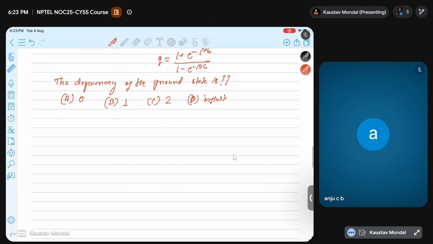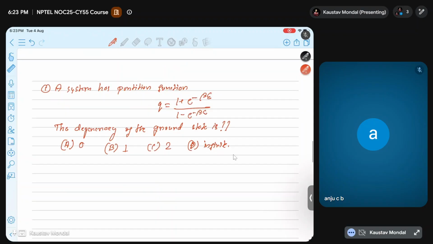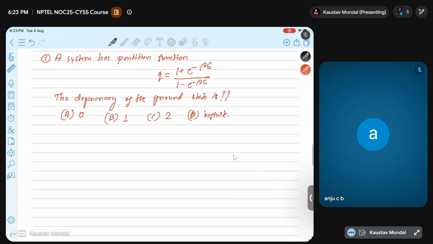Okay, so the four options are given. Here basically you have to do a back calculation. You have to write this whole thing. This partition function is given here as a closed form, so from here you have to write it in terms of a summation, so that from there you can easily get the value of the degeneracy of the ground state.